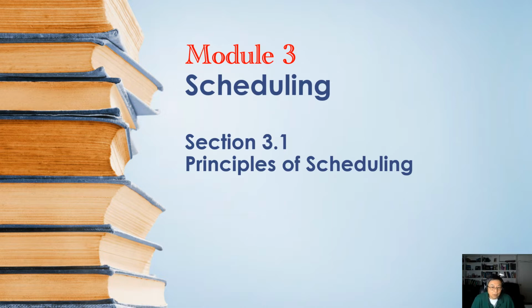Okay, so in particular, in time sharing, the operating system needs to decide, okay, it's time to run this process. And then after a while, the operating system needs to decide, okay, it's time to switch to another process. Now, how does the operating system do this? The operating system is going to do this through the scheduling algorithm. That's something we're going to talk about in Module 3. So the first section, section 3.1, we're first going to talk about the principles of scheduling.